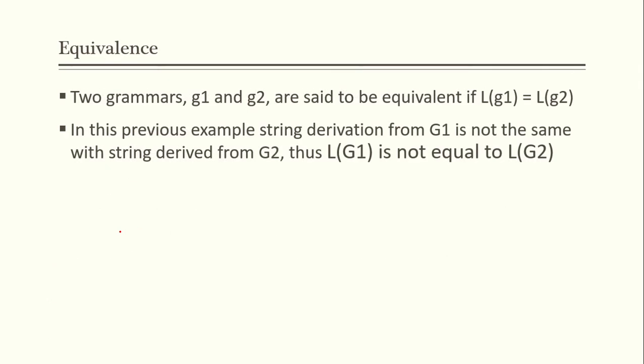Okay, now we want to see what is equivalence. Equivalence means that two grammars, G1 and G2, are said to be equivalent if the language inside G1 and the language inside G2 are the same. It means that the strings derived from both of the grammars are the same. Then we call both of the grammars equivalent. But in the previous example, G1 and G2, the language generated is not the same. Then we say that they are not equal.